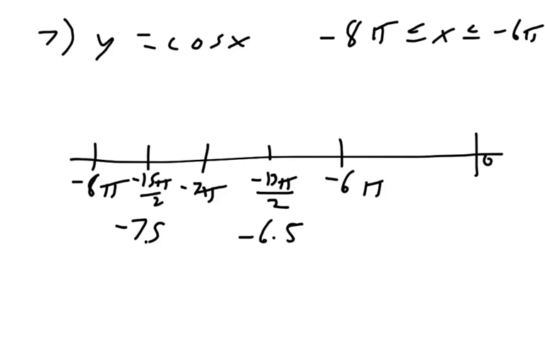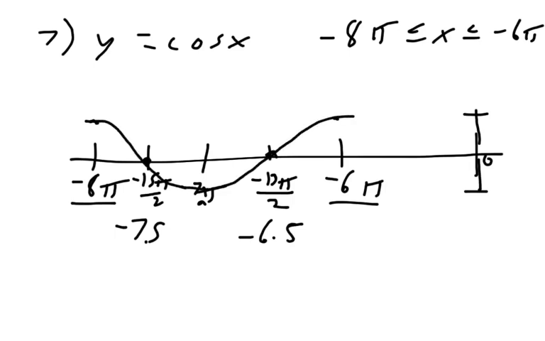Once again, we're looking for even number pi's. There's 1 and there's 1. So that's where I'm going to start at, positive 1. We go through our normal progression because this should look exactly like the cosine curve, and there's our graph.